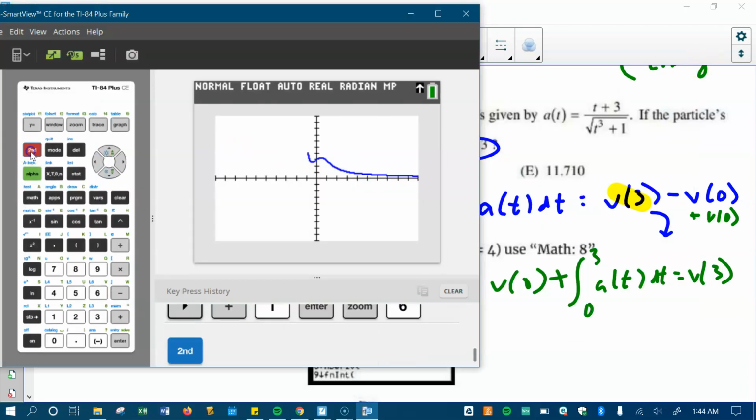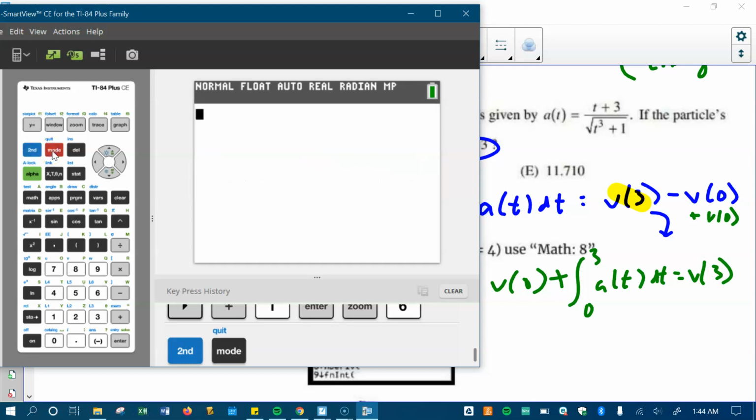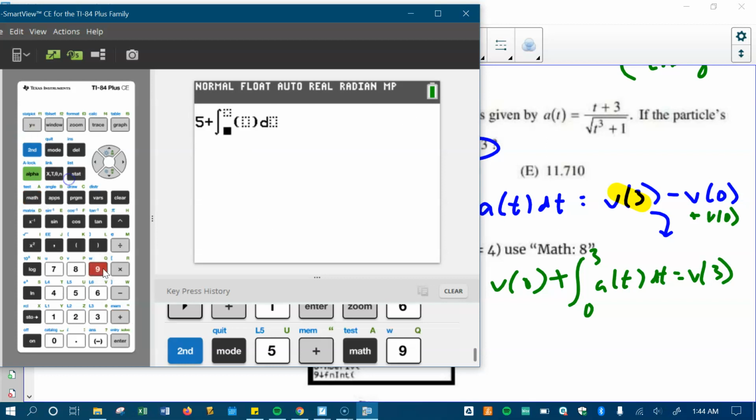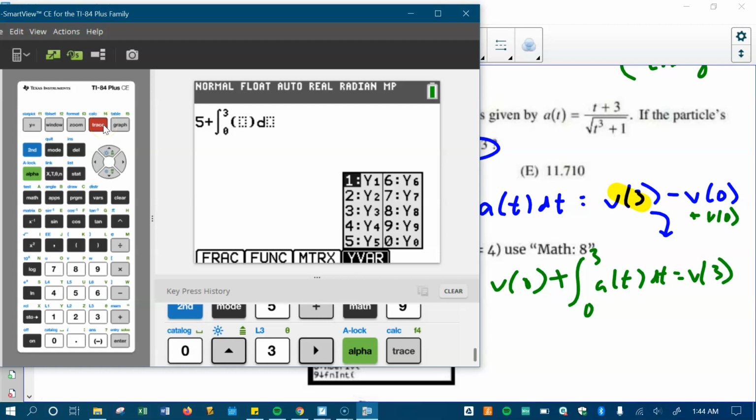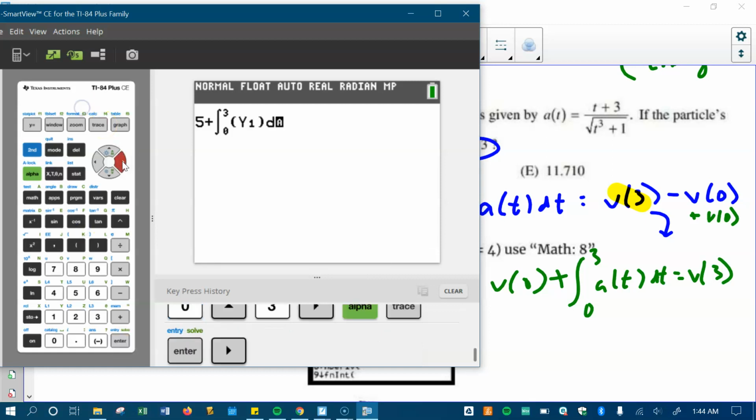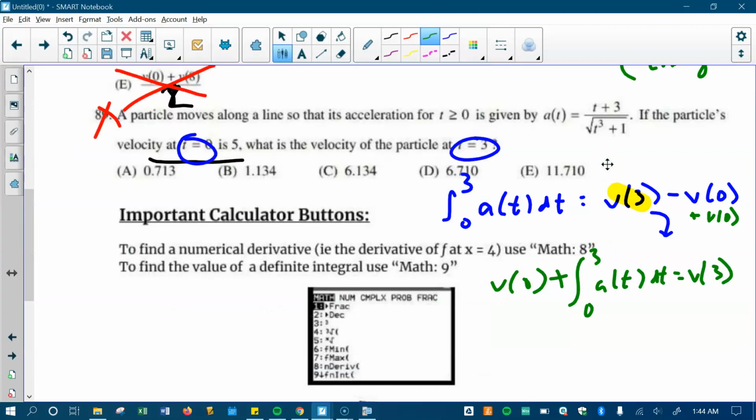So let's go to the home screen. Okay, so let's do 5 plus, now we're going to do the integral, which is math 9, 0 to 3 of, and let's go and do an alpha trace. Alpha trace gets you that y1 menu. And we're going to do a dx and enter that. 11.710 is my answer. And that's how quick the problem should take. Do not try to solve that integral by hand. Again, if it's a calculator problem, you let the calculator do the work.